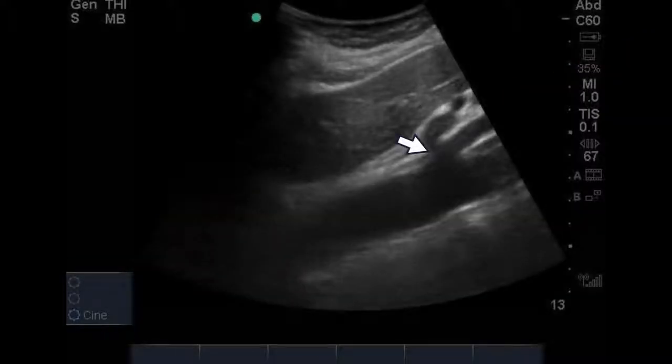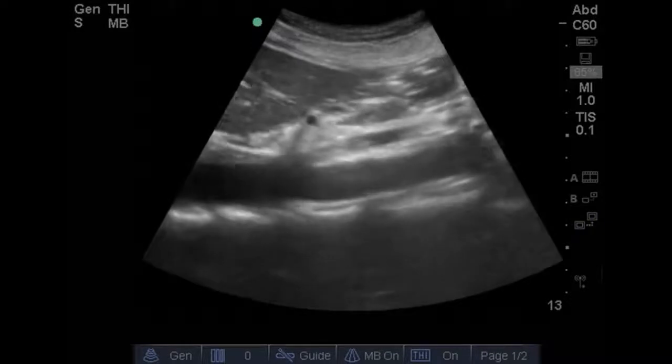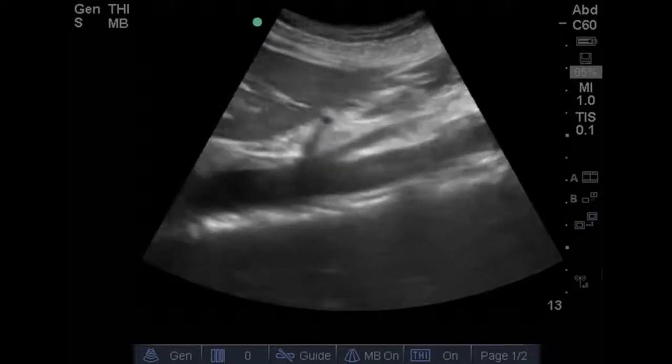You can see here the celiac takeoff is there and the SMA is there. Sometimes they're very close together. If you can see this image, as we scan back and forth through the aorta, we can see the branch point where the SMA and the celiac take off.